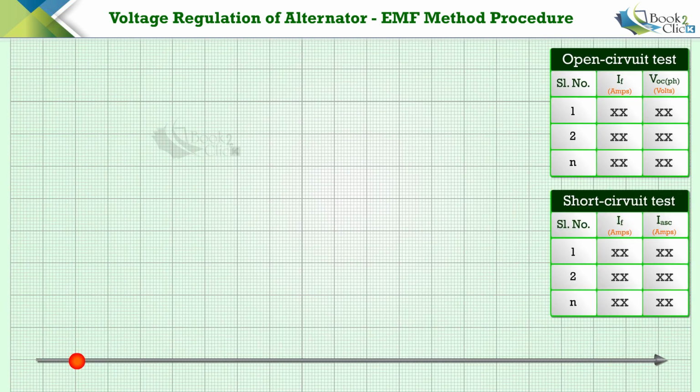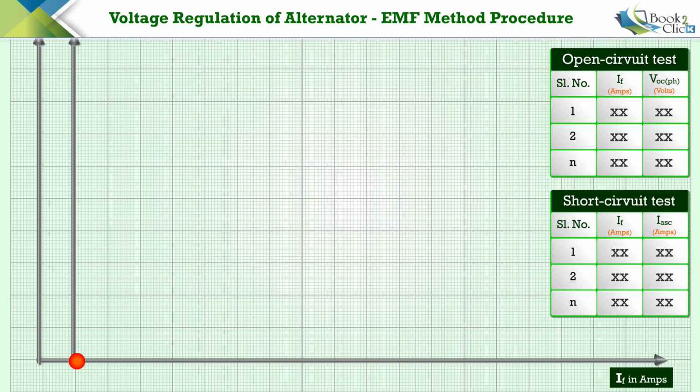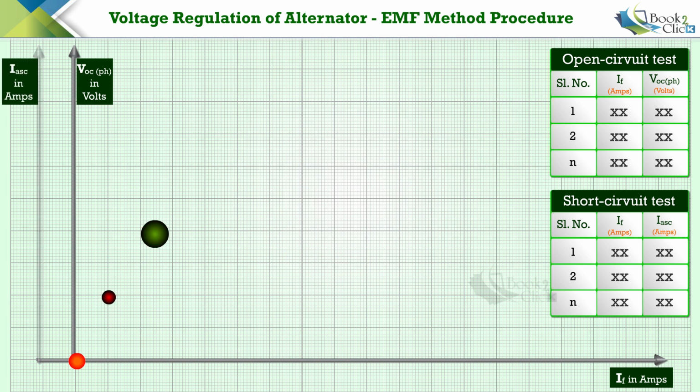Then, take a graph sheet and mark the x-axis to represent the field current IF. Mark two y-axes in the graph. One will represent the open circuit voltage VOC, and the other will represent the short circuit current ISC. Plot the open circuit voltage VOC obtained from the open circuit test against the field current IF. Now, connect these plotted points smoothly. This curve represents the open circuit characteristics of the alternator.